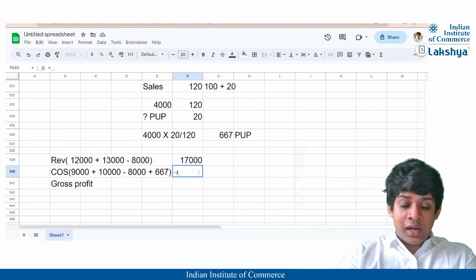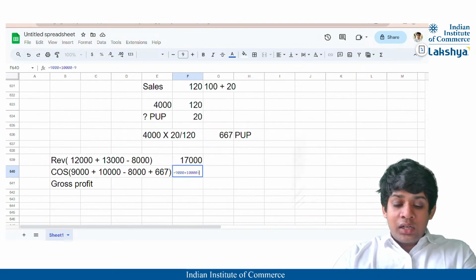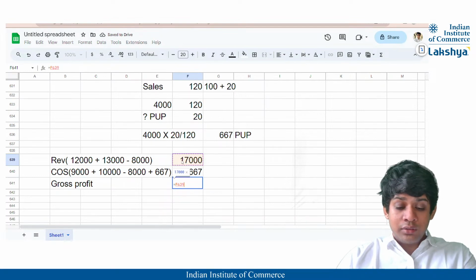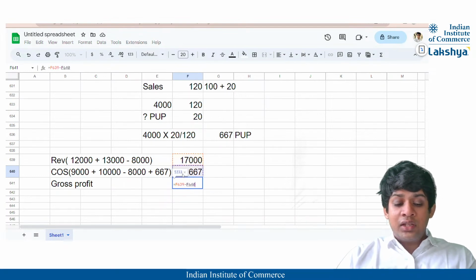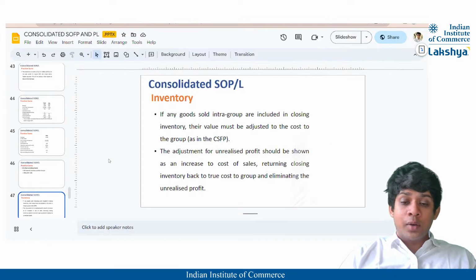So it will be nothing but 9,000 plus 10,000 minus 8,000 plus 667, right? So our gross profit is nothing but 17,000 minus 11,667, which is going to give us a value of 5,333. Okay, this is our calculation of the PUP within the consolidated statement of profit or loss.